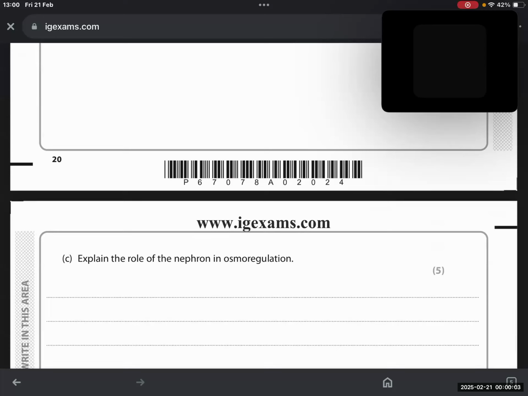Nephron is used to absorb nutrients like water and glucose. In this question, you just talk about water mostly, because osmo is water. What osmoregulation means is water regulation, so you just need to refer to water. Do I write down how water gets into the nephron? Yes, and if you want, you can add about ADH as well.